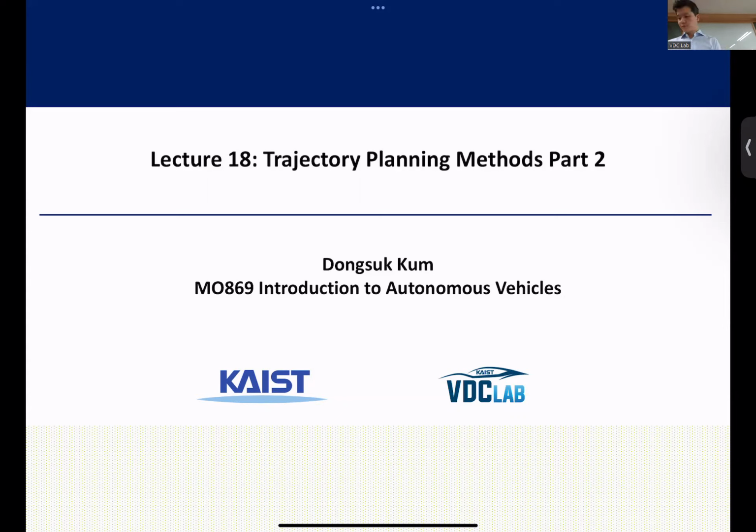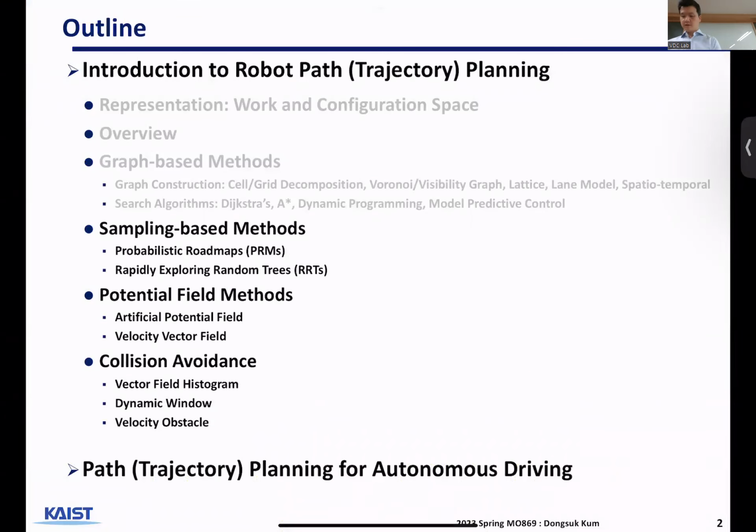Now we're going to start lecture 18, Trajectory Planning Methods, Part 2. Last lecture, we covered up to this section, up to graph-based methods, which is part of the introduction to robot path trajectory planning. It contains many different methods, and we covered one of the major methods, which is graph-based methods.